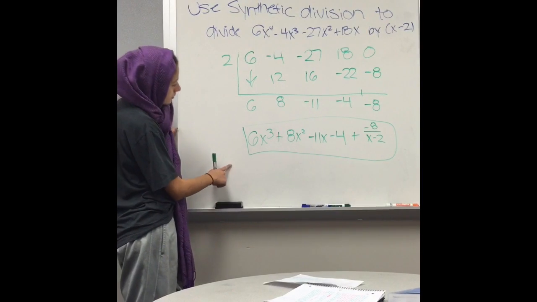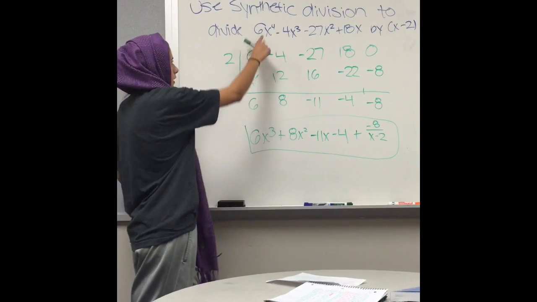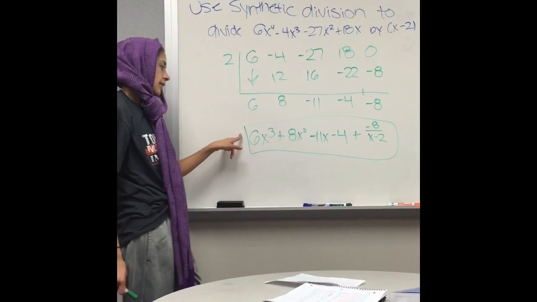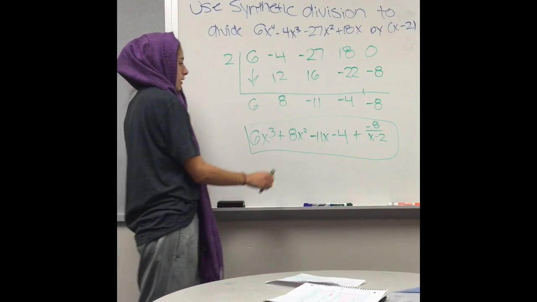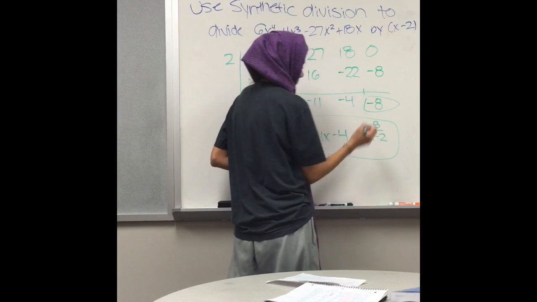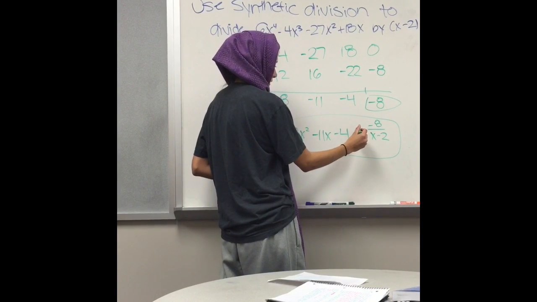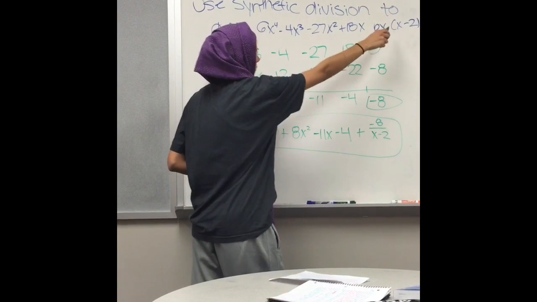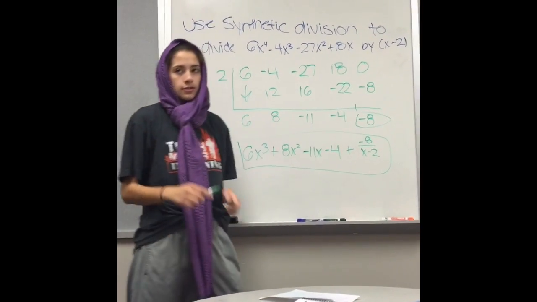So when you write your answer, the power is going to be 1 less than what you started with, so you get 6x cubed plus 8x squared minus 11x minus 4. And this is your remainder, so you say plus -8 over whatever you divided by, which is x minus 2 in this case.